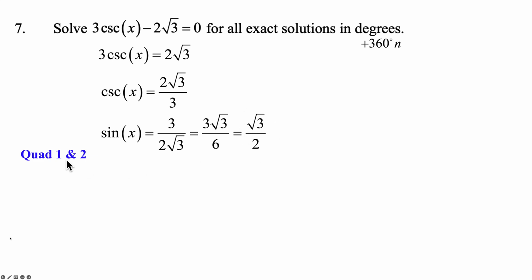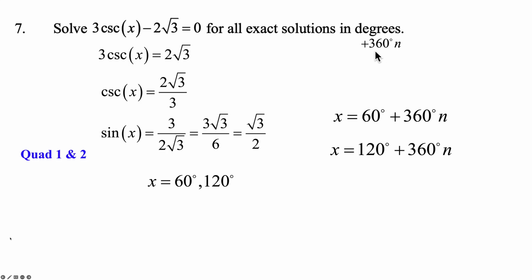This is positive, and it's sine. We are going to have angles in quadrant 1 and 2. So square root of 3 over 2, that's my 60-degree angle. So I need a 60-degree reference angle in quadrant 2. So 180 minus 60 is 120. So there's my 2 answers from quadrant 1 and 2. We'll just go add on the 360n to each answer, and we have all of our exact solutions. And that wraps up our 4.2.